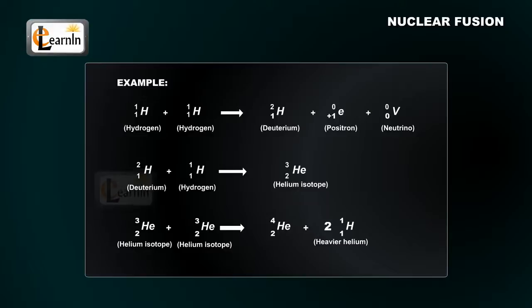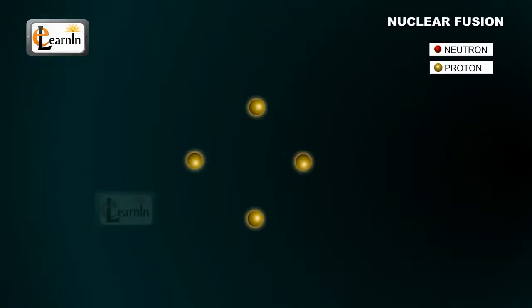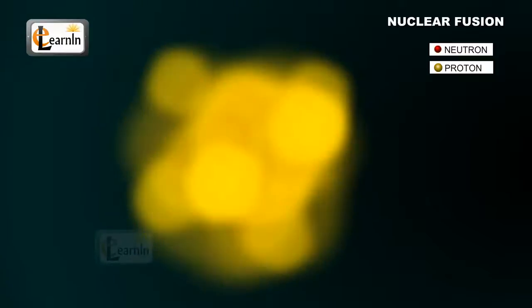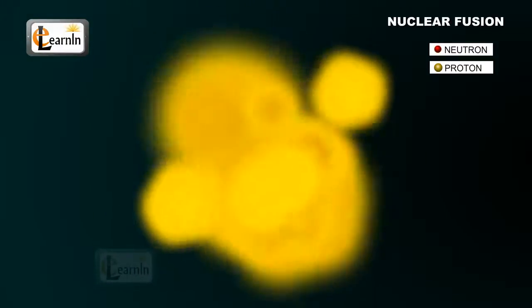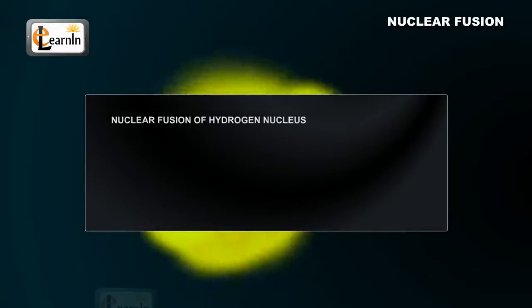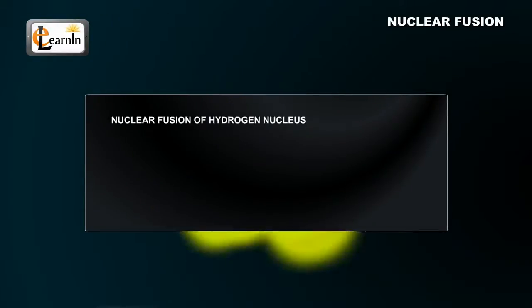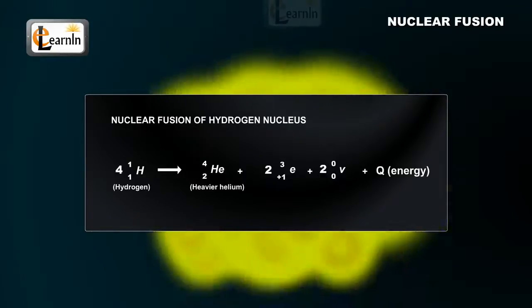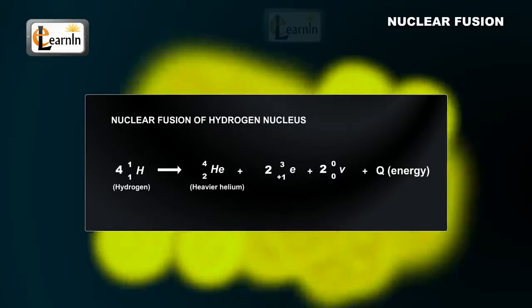These three steps of a nuclear process, where 4 protons are fused together to form the heavier helium-4 nucleus and an enormous amount of energy, is a nuclear fusion reaction. The chemical equation for this nuclear fusion is as follows. 4 hydrogen nuclei, when fused together, give rise to the heavier helium.